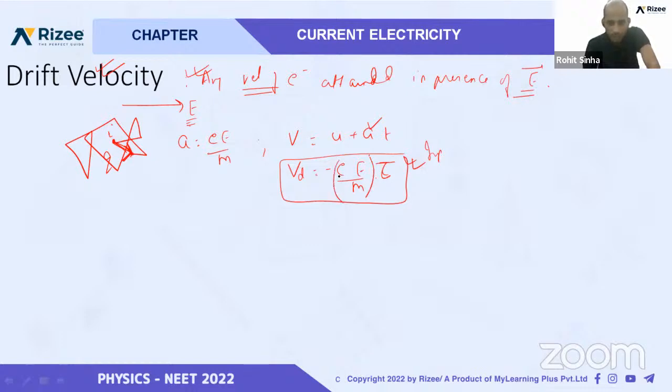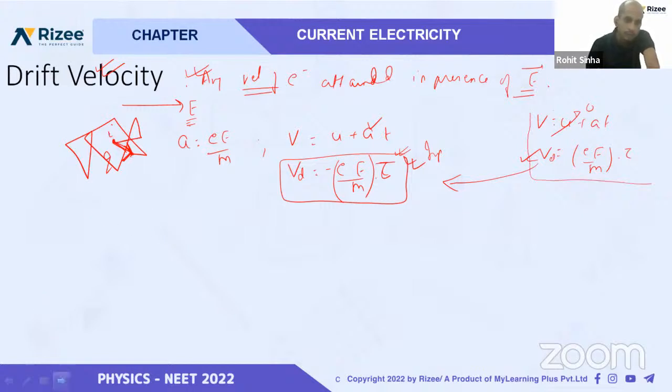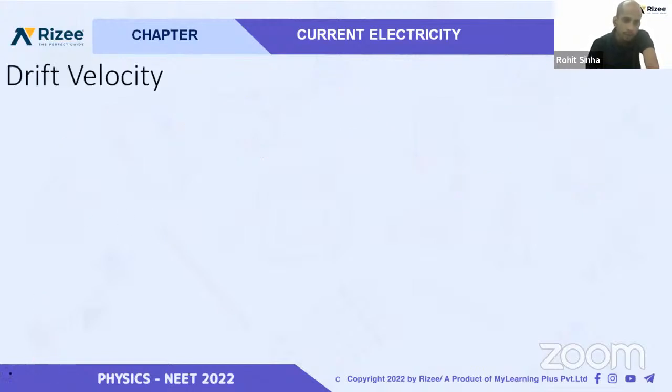What is this? It is just acceleration, and we know v = u + at. Suppose u is 0, we write v = at. What is a? eE by m. And what is the time? The average time, tau. That only we have written here. I am not going into the derivation in depth, only a short derivation to remember this formula. Okay, any problem?